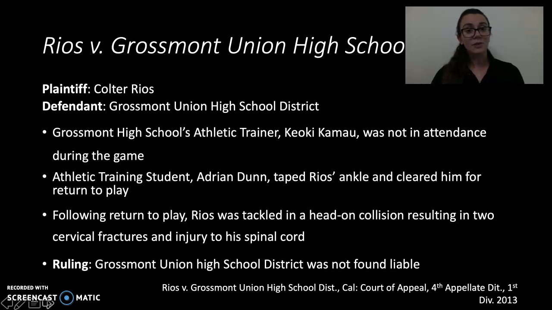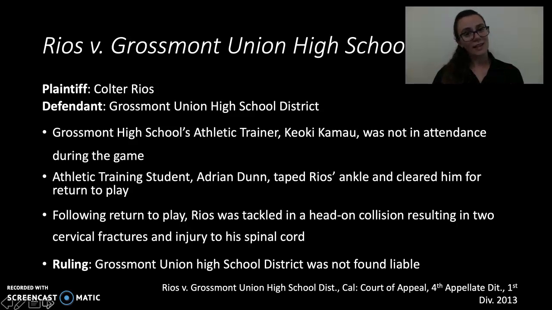The third one is Rios versus Grossmont Union High School, which is a very unique case. It was a high school athlete who suffered an ankle injury, a very mild one albeit, but when they came off the sideline to be evaluated, the head athletic trainer was not present at that point in time, and so they were received by a student athletic trainer who was doing their clinical undergrad observation hours, who went ahead and evaluated the ankle, they taped it, and then they cleared the athlete for return to play.